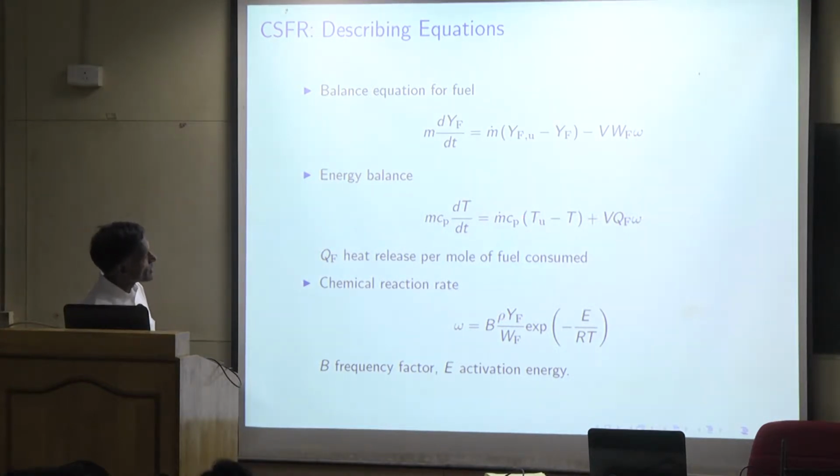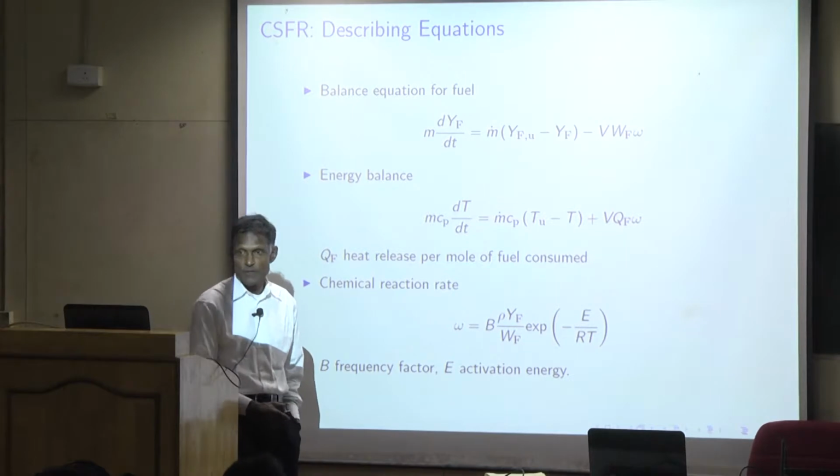Pretty much the same thing. This is the change of temperature, the change in enthalpy, enthalpy coming in minus enthalpy going out, plus the heat release term on the right-hand side. The chemical reaction rate is written as a one-step process. B is the frequency factor, and this quantity rho YF over WF is the concentration. So you can see that this is CF, the concentration of the fuel, written in terms of the mass fraction. E is the activation energy, and R, of course, is the gas constant. So then you have the balance equation for the fuel and the energy conservation equation, and now we want to solve this set of equations to get the conversion.